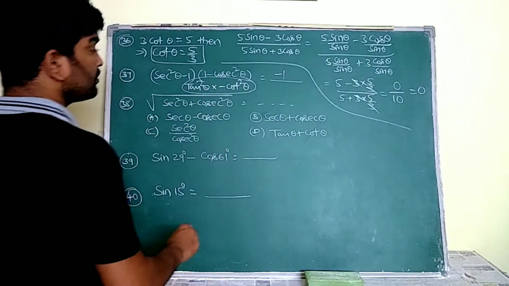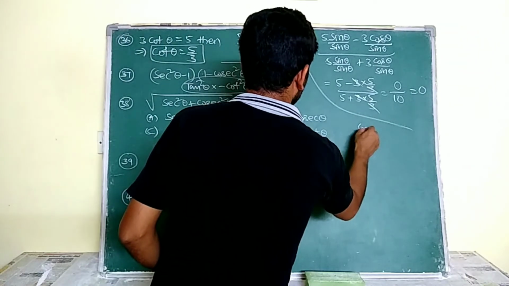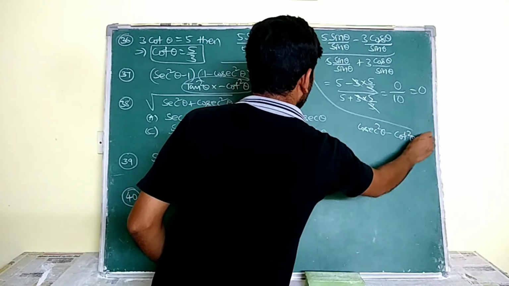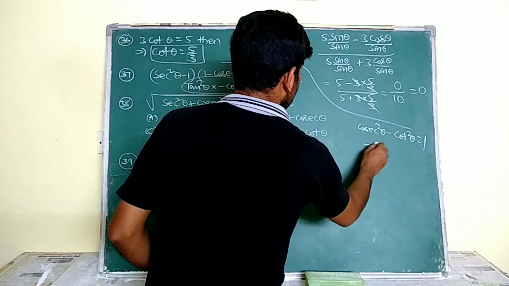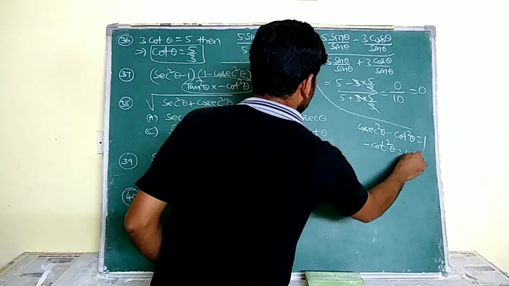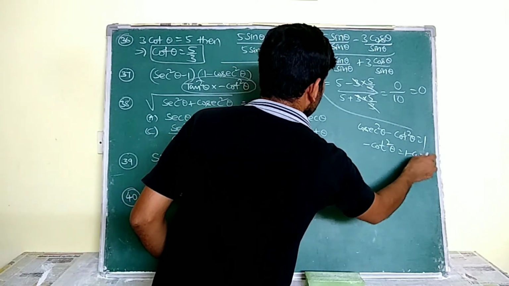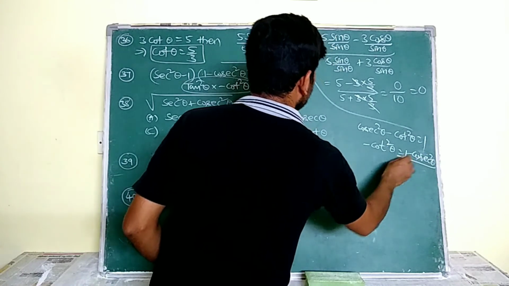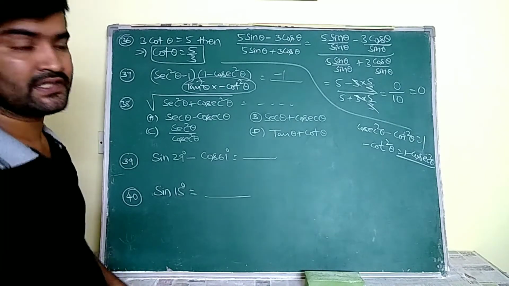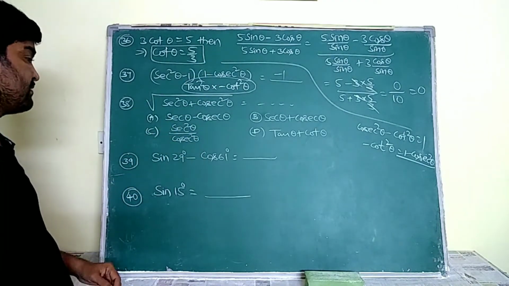If you don't know the identities, here see ma, I am going to write cosecant square theta minus cot square theta is equal to 1. Send this cosecant square theta to that side ma. Then minus cot square theta is equal to 1 minus cosecant square theta. That's why in the place of 1 minus cosecant square theta, I wrote minus cot square theta ma. So that gives us minus 1.